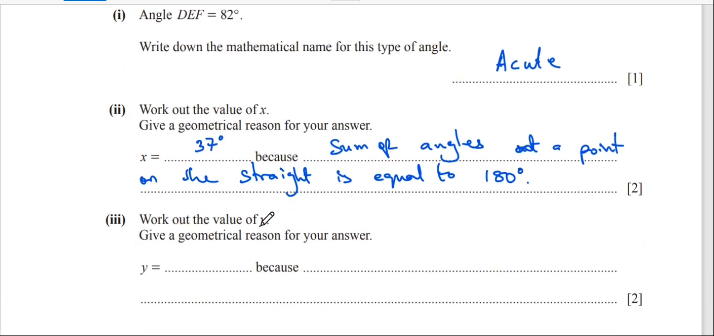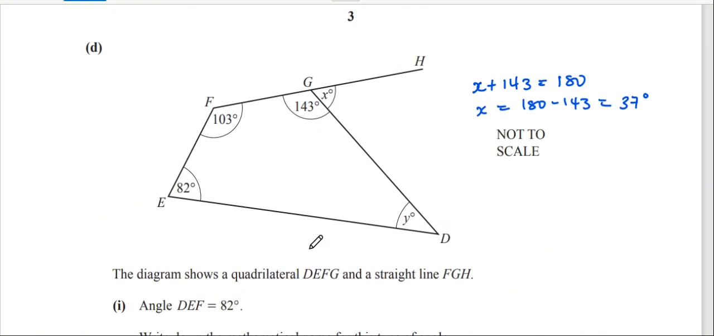Now they say work out angle Y and give a geometrical reason for your answer. So come back here. Our angle Y, this angle Y. We can see that this is a quadrilateral, and the sum of angles in a quadrilateral is equal to 360 degrees.